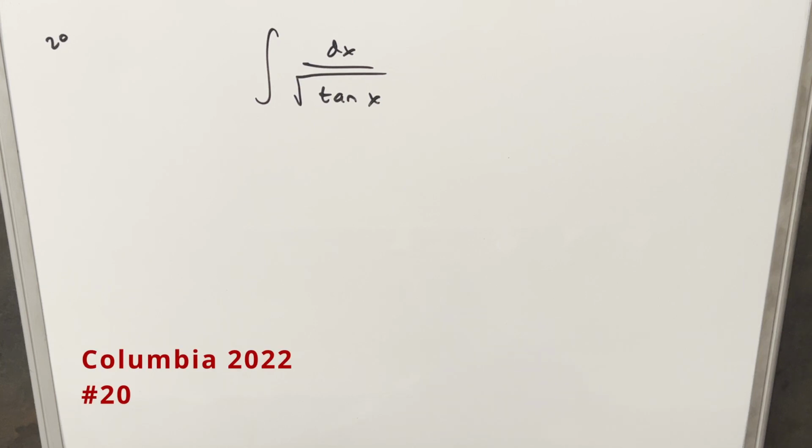Okay, we have here another interesting integral from the Columbia Integration Bee 2022. This one here was problem 20. We have the integral of dx over the square root of tan x. This one was quite a bit of work and I had to be careful working it out.